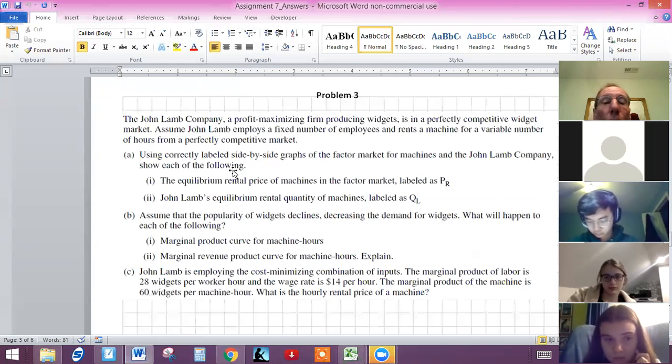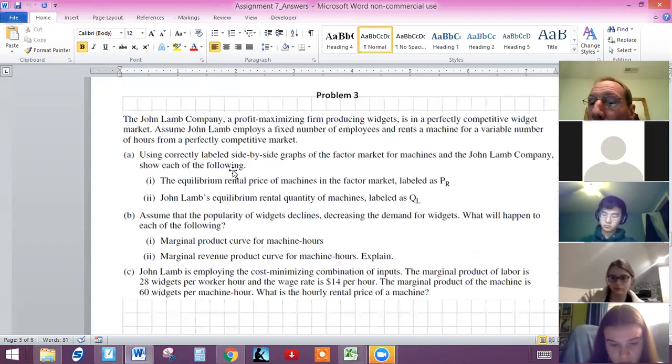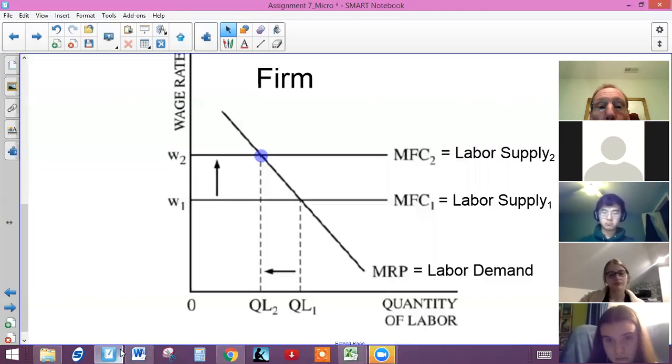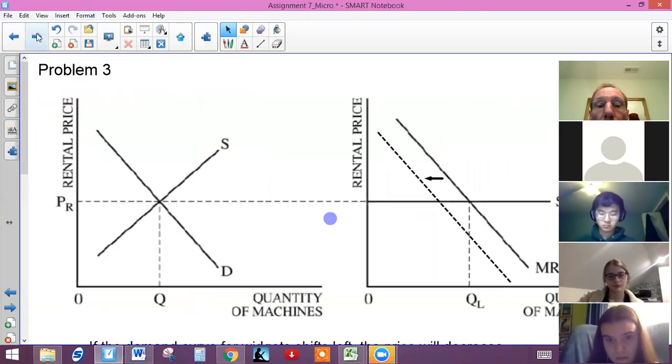Okay, now this is going to be just exactly like the labor market, only we're talking about capital in terms of machines. And so we think of labor as costing wages, and we think of capital as costing rent. That's just what we call it, rent. Okay, does that make sense? So it's going to look like this.